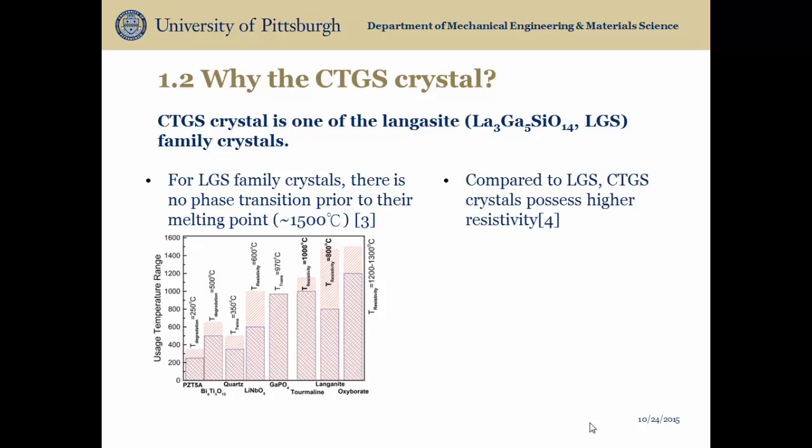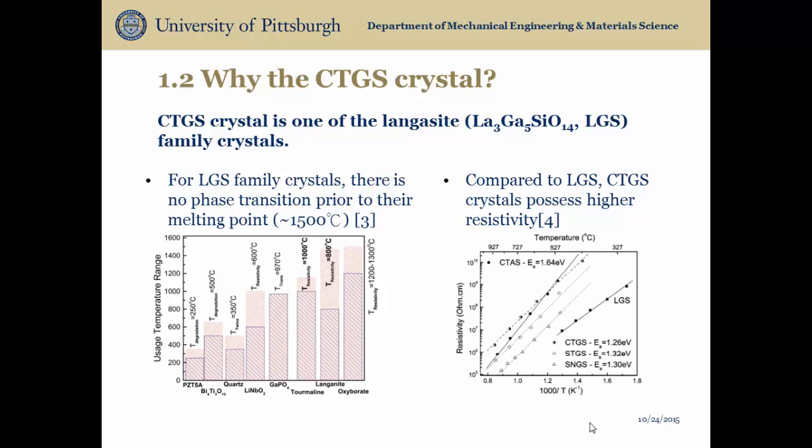However, compared to the langasite crystal, the CTGS crystals possess higher resistivity. As shown here, this is the resistivity for langasite, and this is for the CTGS. You can see here, the resistivity of a CTGS crystal is about 2 to 3 orders higher than the langasite crystal. So this is why we use the CTGS crystal.